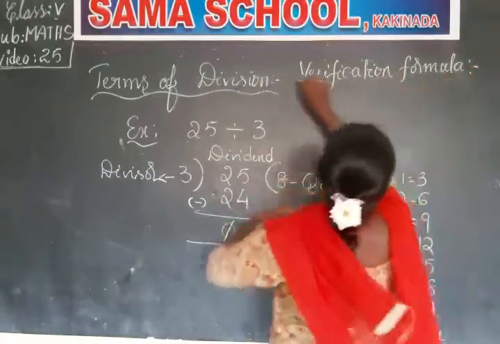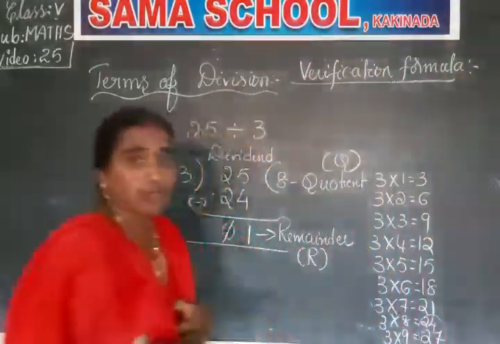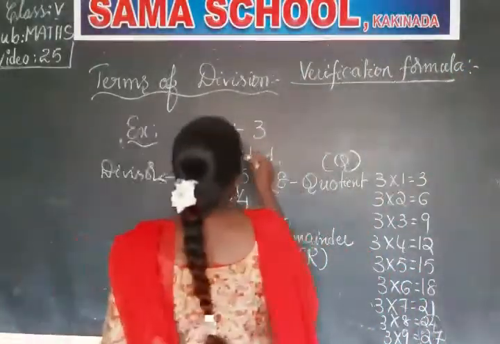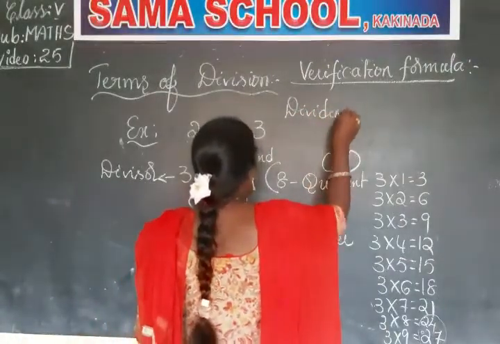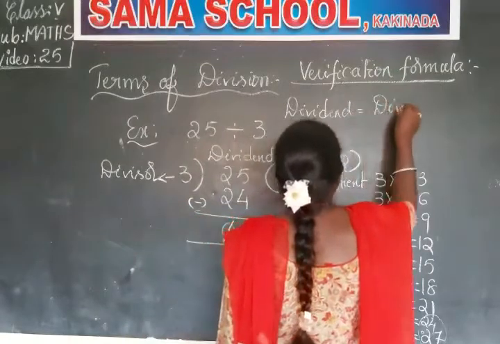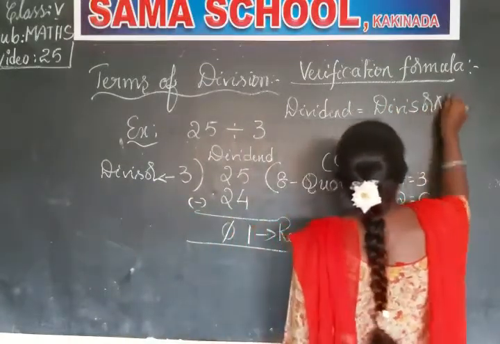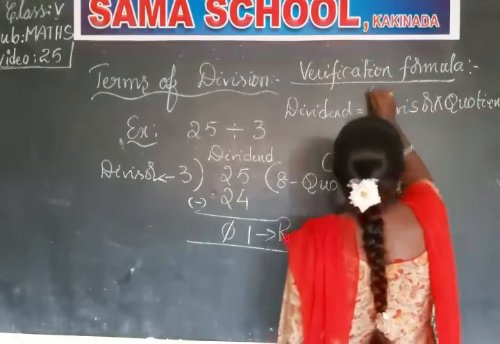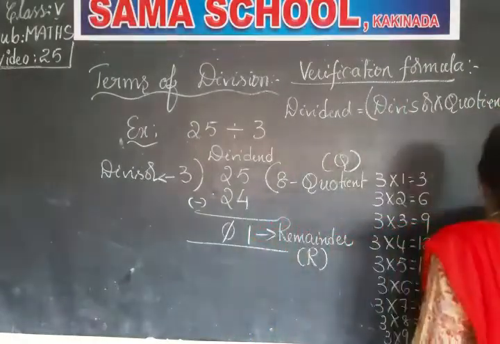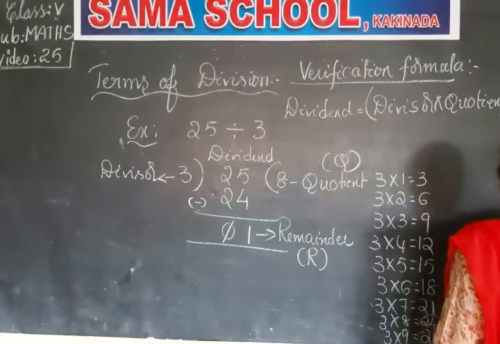And in the last class we learned the verification formula. What is that verification formula? Tell me, children. Dividend is equal to divisor into quotient. These two should be kept in brackets, plus remainder.